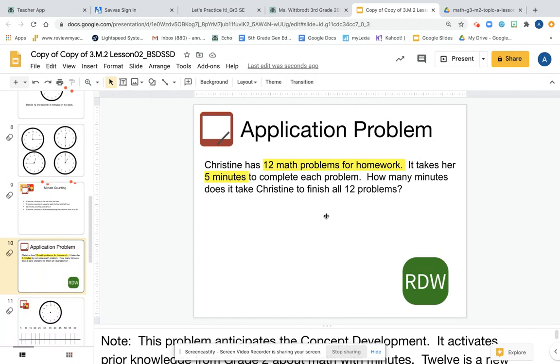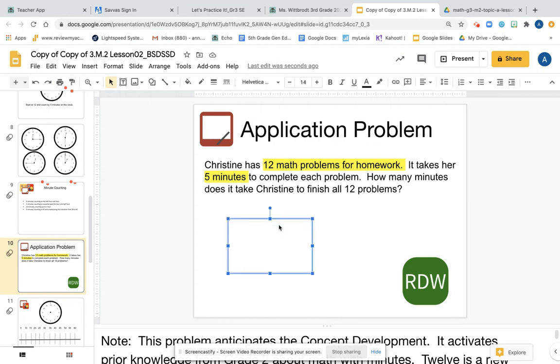Well, we have two things. We have the total. The total is, think about it for a second. Shout it out when you think you know the total number of math problems. Okay, if you said 12, you would be correct. So we're going to write down 12. I'm going to make it a lot bigger. All right, so she has 12 total math problems, and then it takes her 5 minutes to complete each problem.